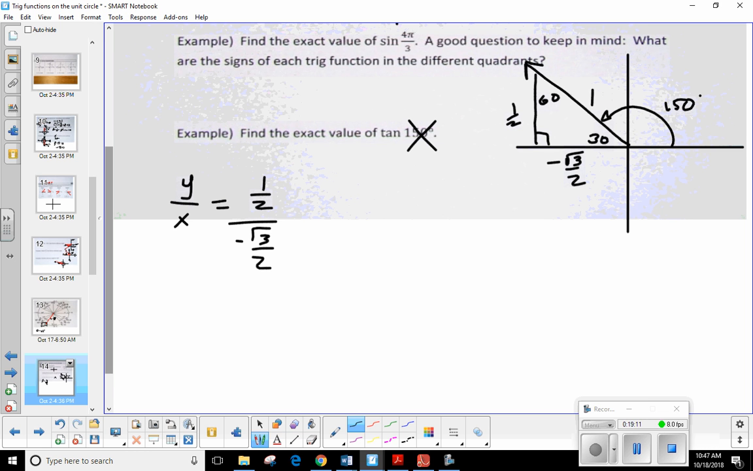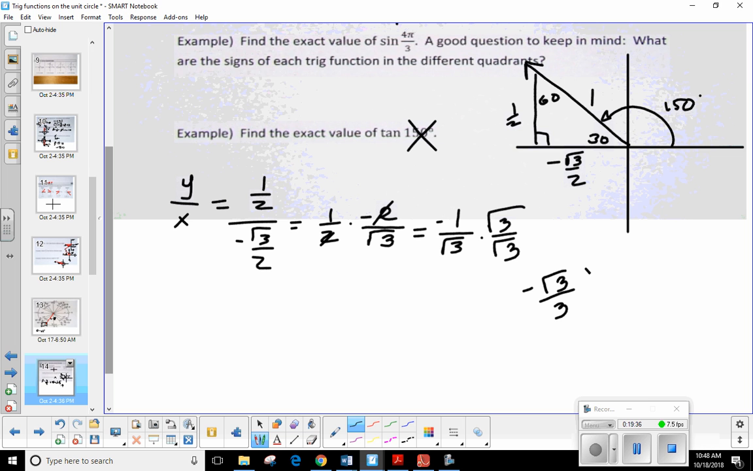What happens if you divide by a fraction? Yeah, you're going to multiply by the reciprocal. So this will be 1/2 times negative 2 over the square root of 3. So those 2's are going to cancel. So I have a negative 1 over the square root of 3. So I have to rationalize. So what should be my final answer? Negative square root of 3 over 3.